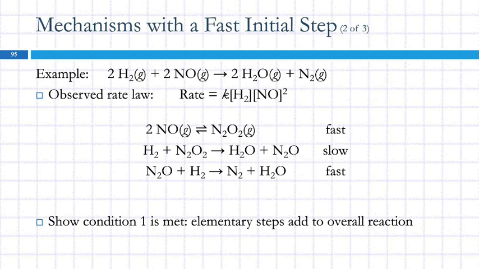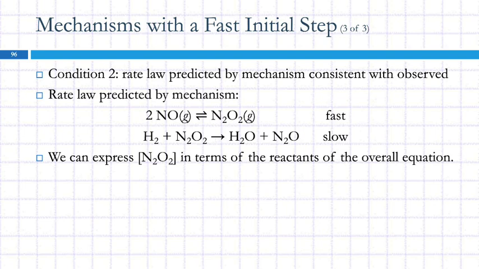So this one, we're saying, show that condition 1 is met. And we went through this, we added these 3 things together, and we get this law up here. Then the next one was show that condition 2 is observed. So here we have the rate law predicted by the mechanism.